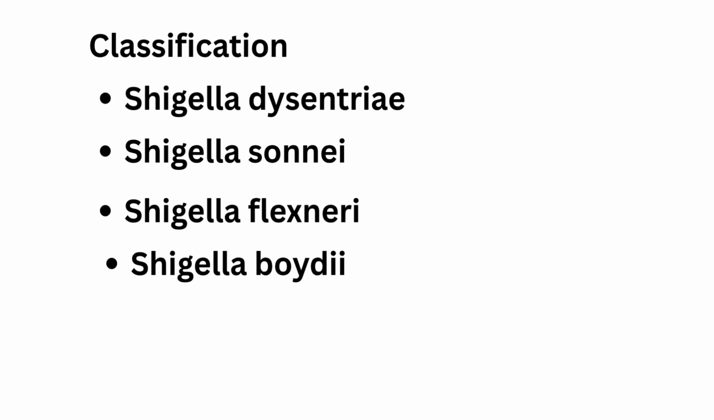Among these, the most common causative agent of dysentery, bacillary dysentery, is Shigella dysenteriae. It produces a toxin named Shiga toxin. So these are the points related to Shigella.